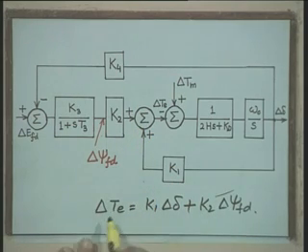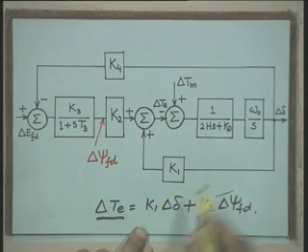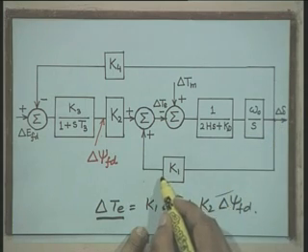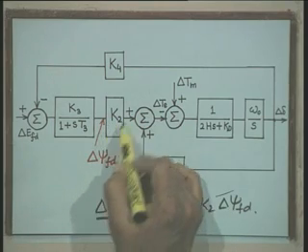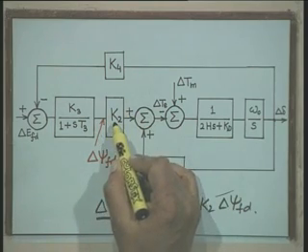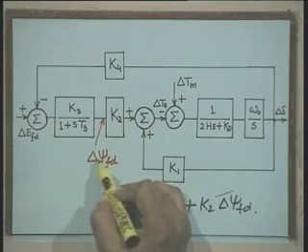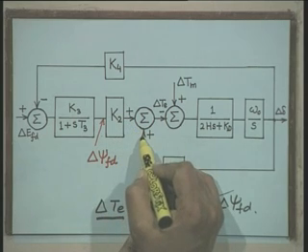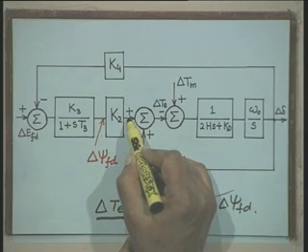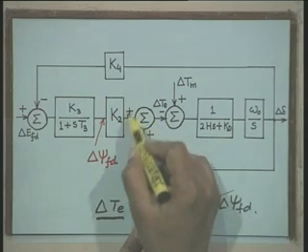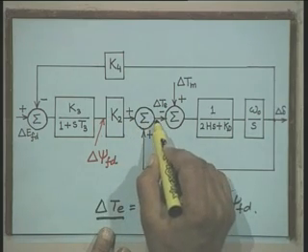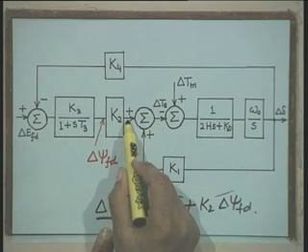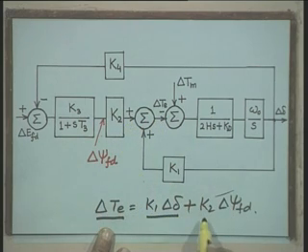to obtain the expression for delta T e, we obtain a quantity equal to K 1 into delta delta, and to this we add a quantity corresponding to K 2 into delta psi f d. Now, this sum is realized by using this summation block. Therefore, in this transfer function, delta T e is obtained by summing the two terms K 1 delta delta and K 2 delta psi f d.